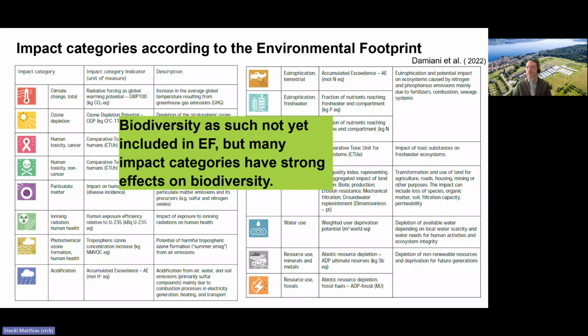But of course, many of these other issues that I mentioned, such as toxicity or eutrophication, have a very strong effect on biodiversity. So it's already partially included, but it's not yet an indicator itself in the EF methodology.